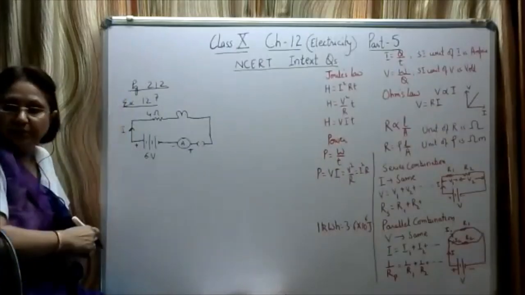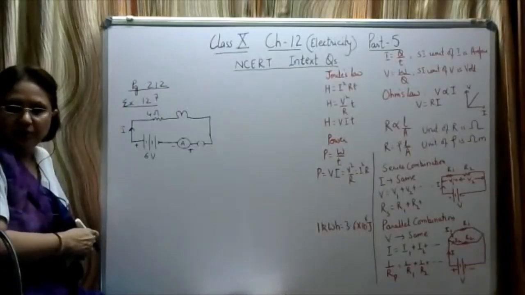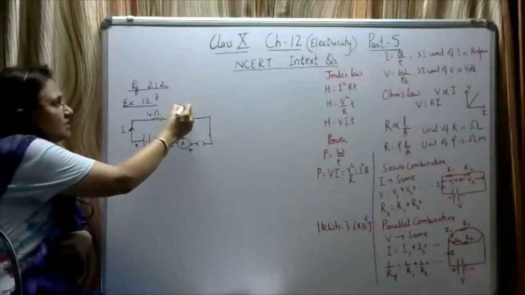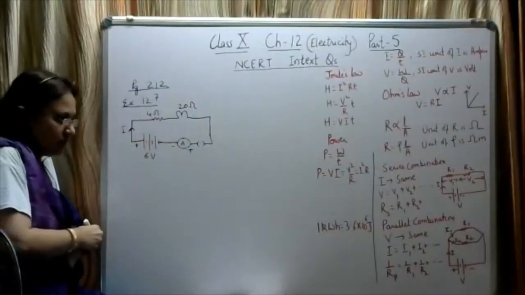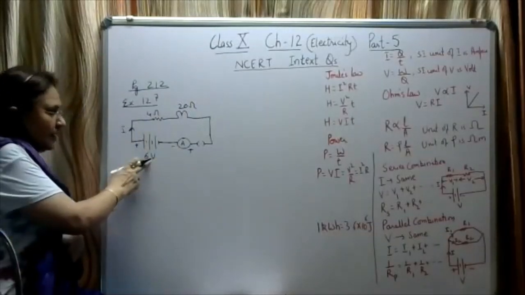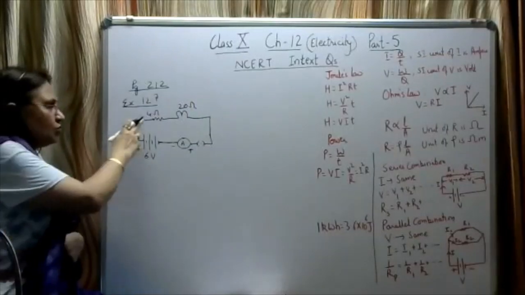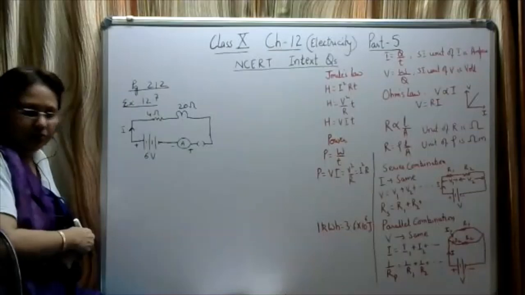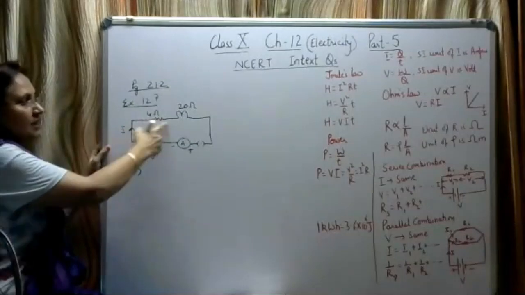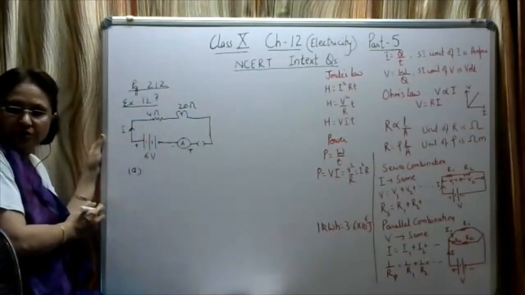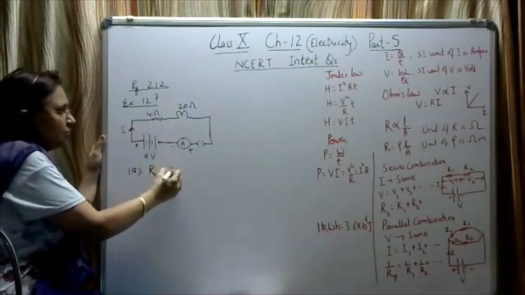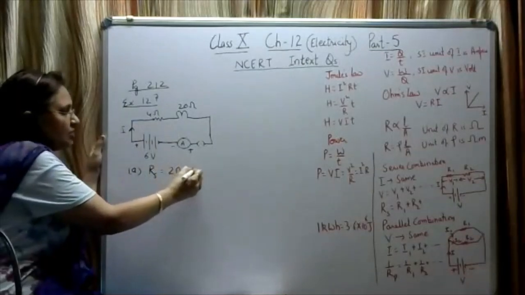This question is on page number 212, example 12.7. An electric lamp whose resistance is 20 ohms and a conductor of 4 ohm resistance are connected to a 6 volt battery as shown in the figure. So a 4 ohm and a 20 ohm are connected to a 6 volt battery. Calculate, A part, the total resistance of the circuit. As we can see, the 20 and 4 ohms are connected in series. So the equivalent resistance in series is R1 plus R2, that is 20 plus 4, which is equal to 24 ohms.